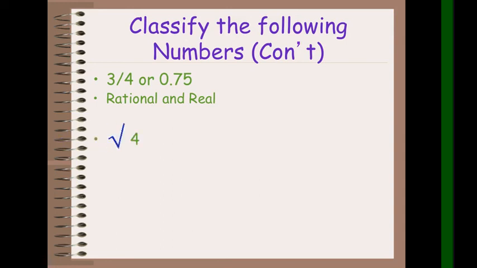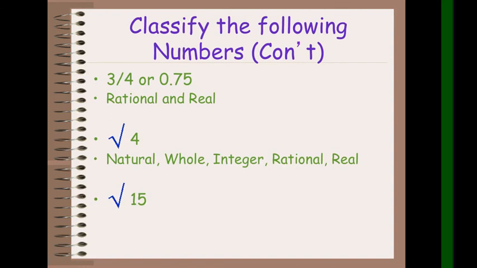Square root of 4. What is square root of 4? Is it a perfect square? Correct. What is square root of 4? 2. Is 2 a real number? Correct. Is it a rational number? Correct. Is it an integer? Correct. Is it a whole number? Correct. Is it a natural number? Correct. So, all of the above. Next, square root of 15. Is it a rational number or irrational number? Is square root of 15 a perfect square? No. Therefore, it is an irrational number, at the same time a real number.